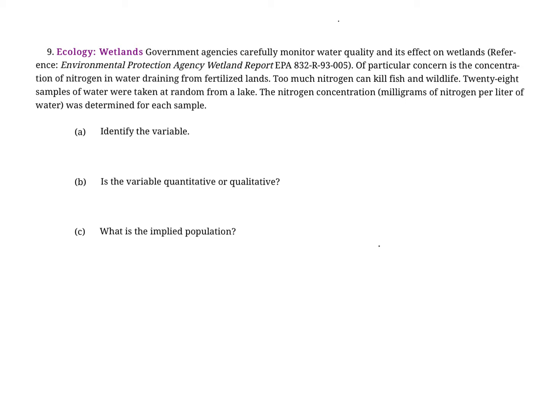Government agencies carefully monitor water quality and its effect on wetlands. Of particular concern is the concentration of nitrogen in water draining from fertilized lands. Too much nitrogen can kill fish and wildlife. 28 samples of water were taken at random from a lake. The nitrogen concentration, milligrams of nitrogen per liter of water, was determined for each sample.